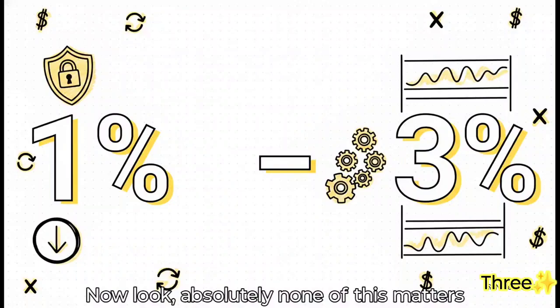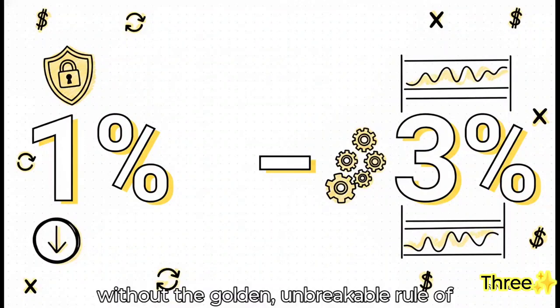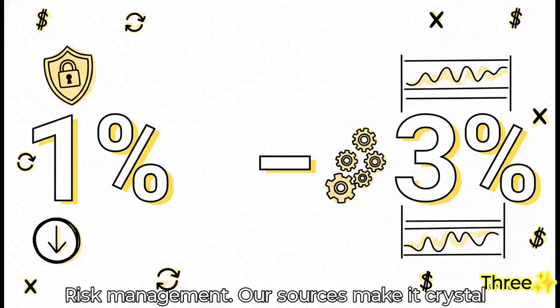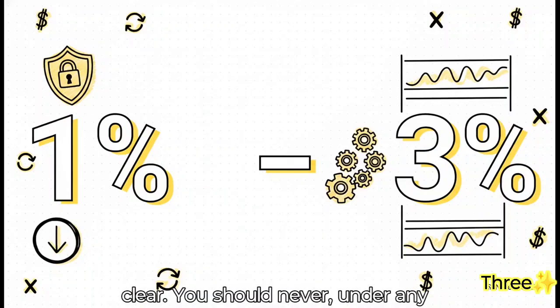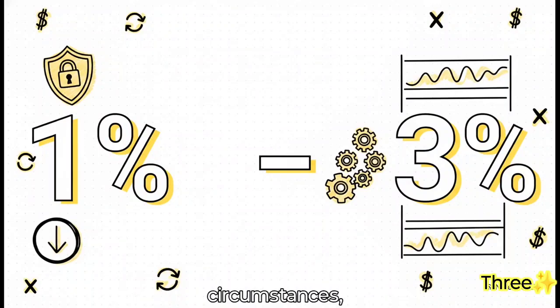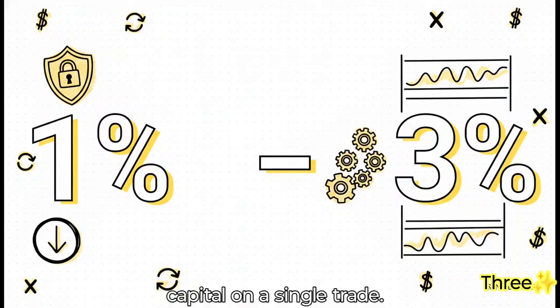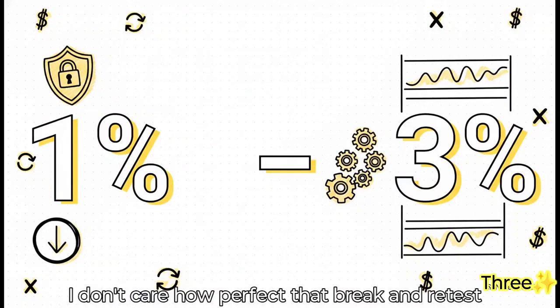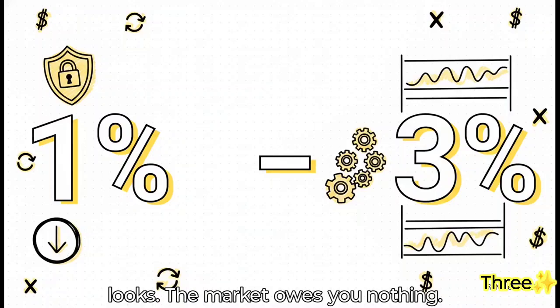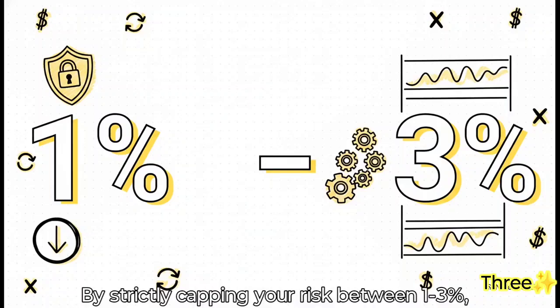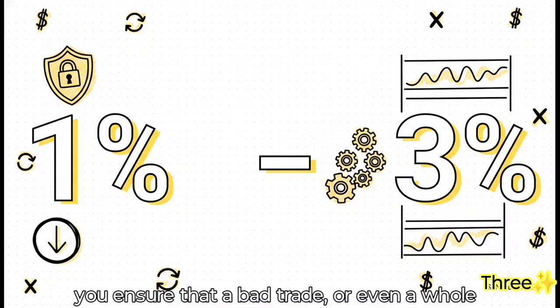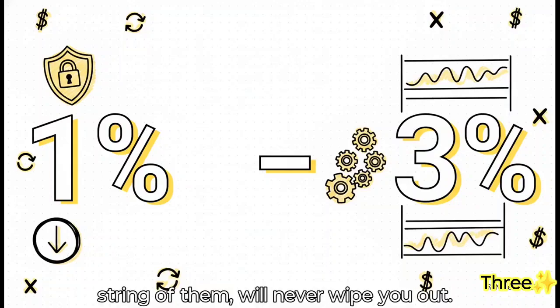Now look, absolutely none of this matters without the golden, unbreakable rule of professional trading: risk management. Our sources make it crystal clear. You should never, under any circumstances, risk more than 1 to 3% of your total account capital on a single trade. I don't care how perfect that break and retest looks, the market owes you nothing. By strictly capping your risk between 1 and 3%, you ensure that a bad trade, or even a whole string of them, will never wipe you out.